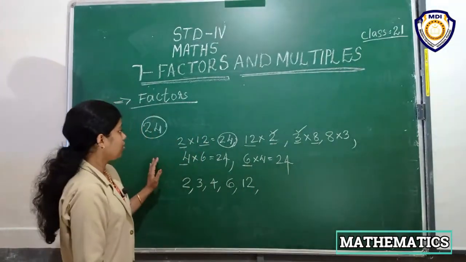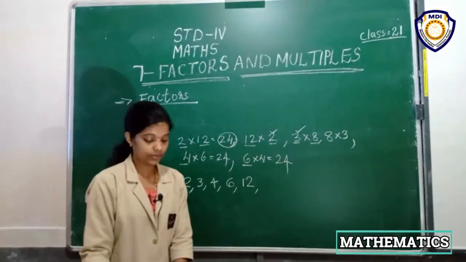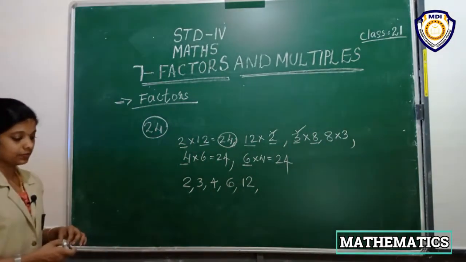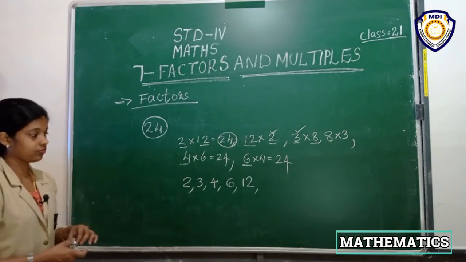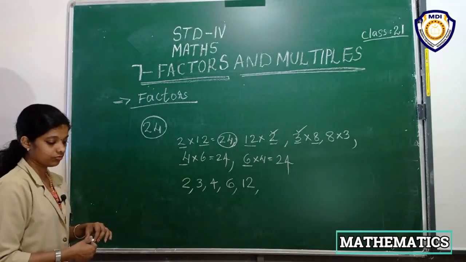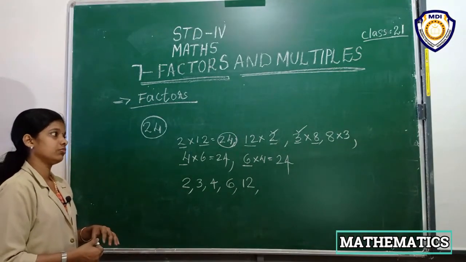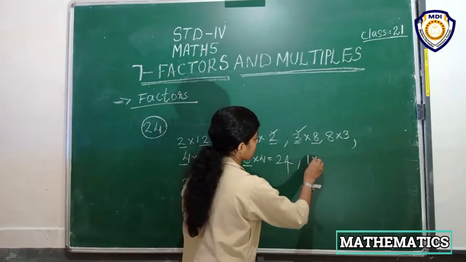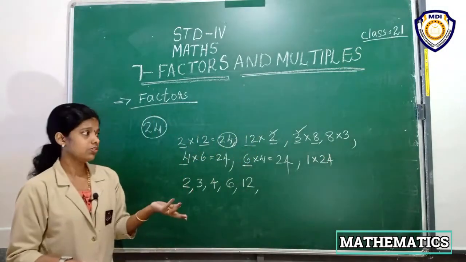Okay. All of you take your rough note and write it. Write it. Okay. 1 and 24. 1 into 24 is equal to 24. 1 and 24 are the factors of 24.